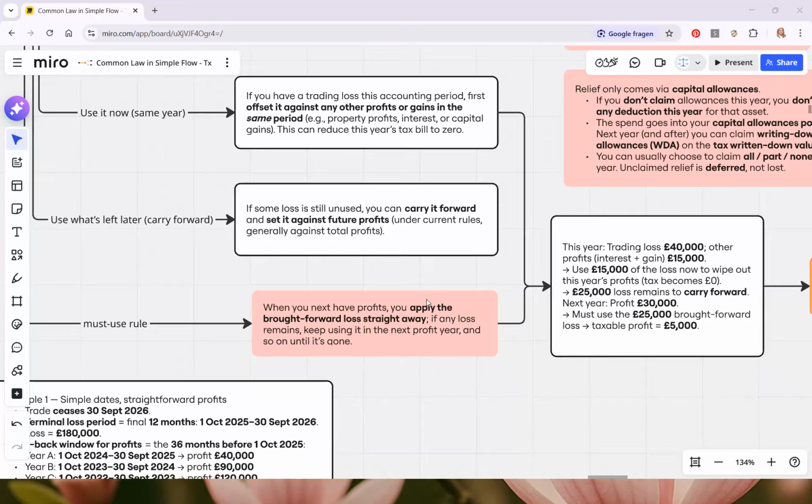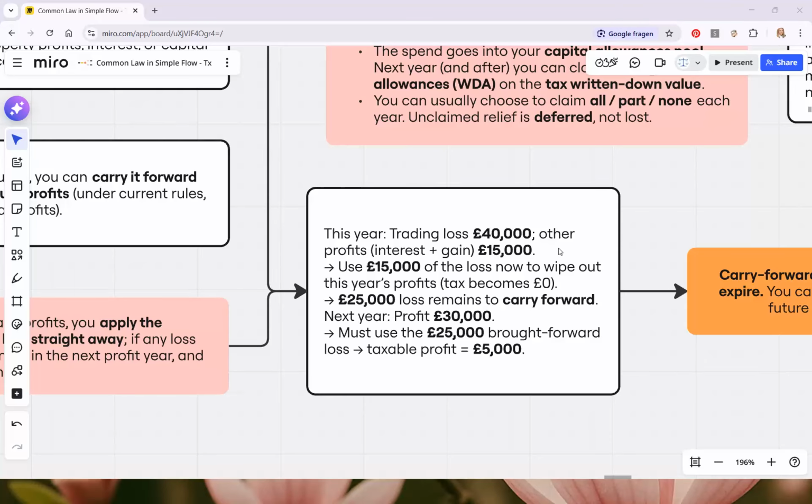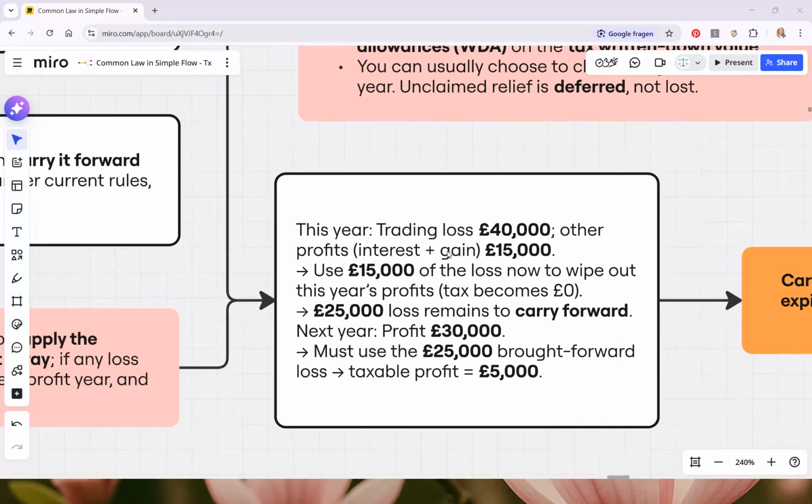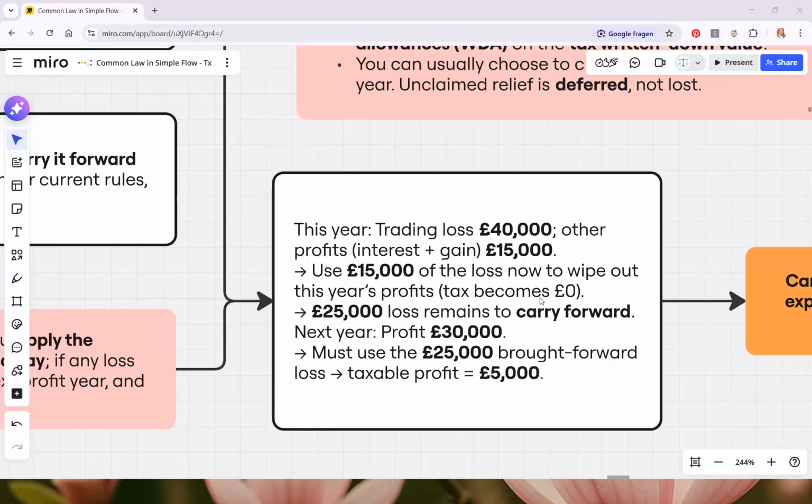This year, trading loss is 40,000. Other profits, interest plus gain, is 50,000. So you use 40,000 of the loss now to wipe out this year's profits. Tax becomes £0. The remaining 25,000 loss, you carry forward to the next year.